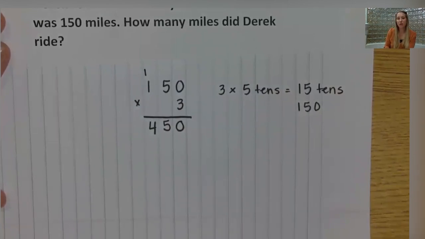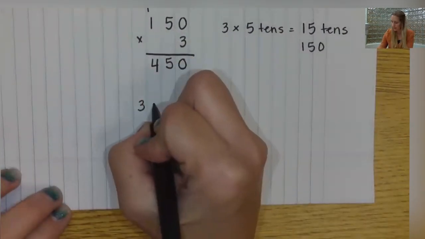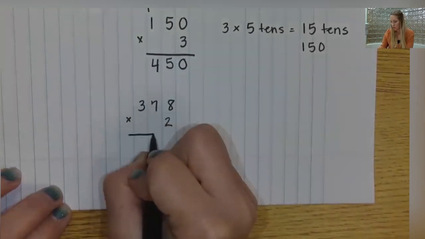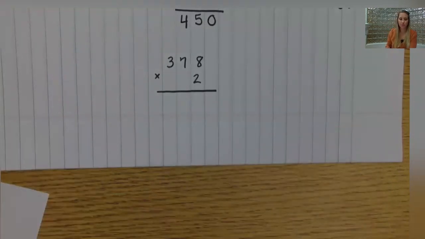Now you're ready to do one on your own. Find the product of 378 times 2.